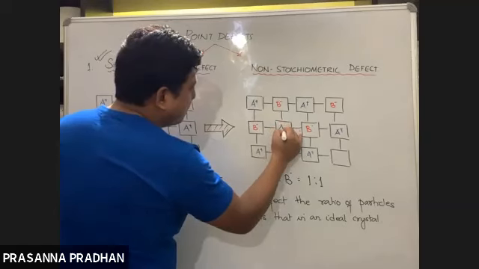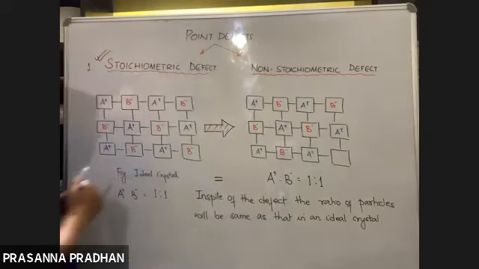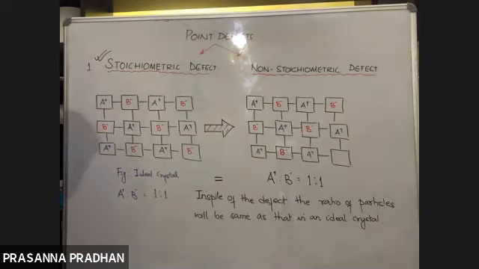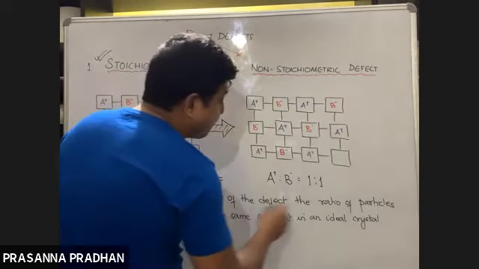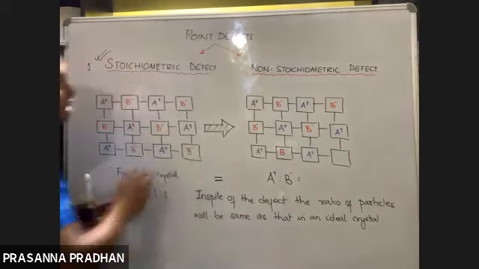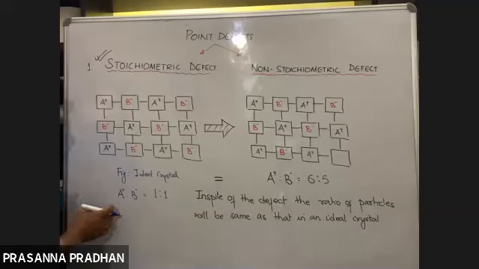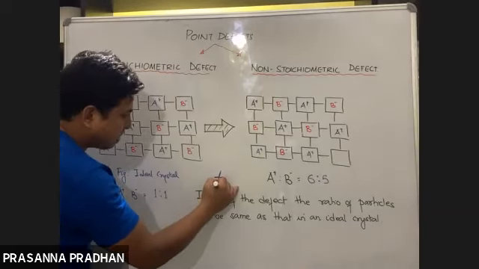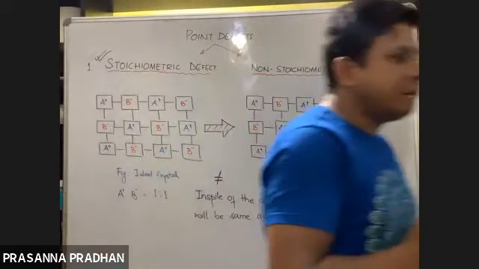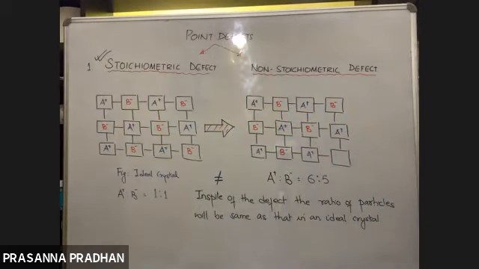Yes, sir. So मान लो यहाँ पर A positive है. Now what is the ratio of the ions now? What is the ratio now? It is 6:5. So is this equal to that of an ideal crystal? No, sir. Is this the same as that in an ideal crystal? No, the ratio is not the same.